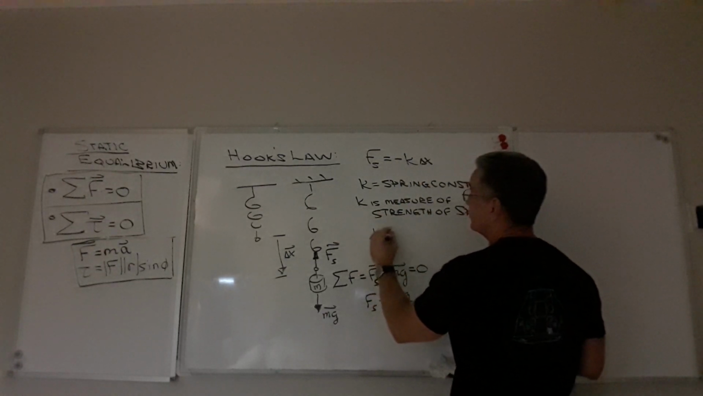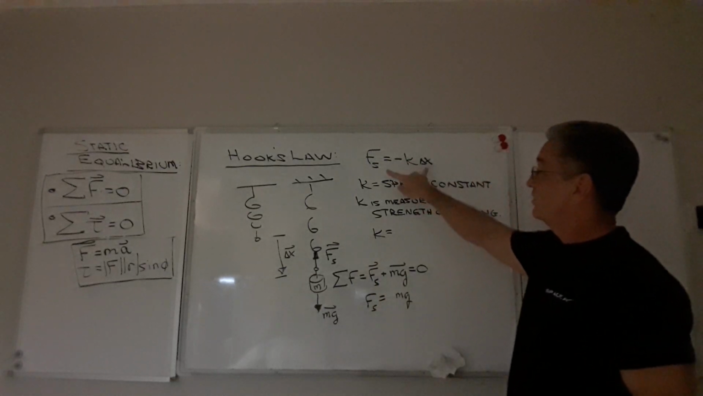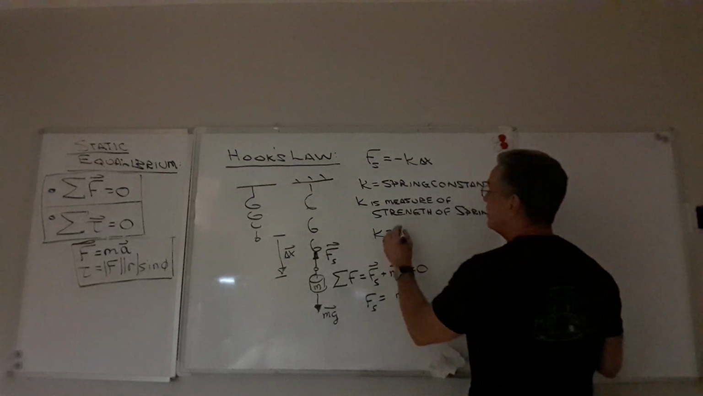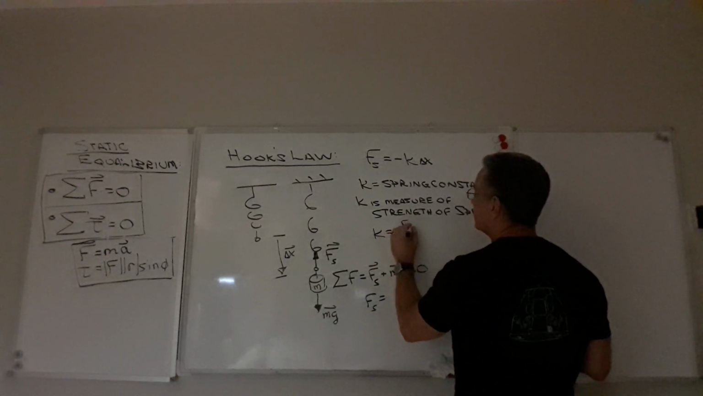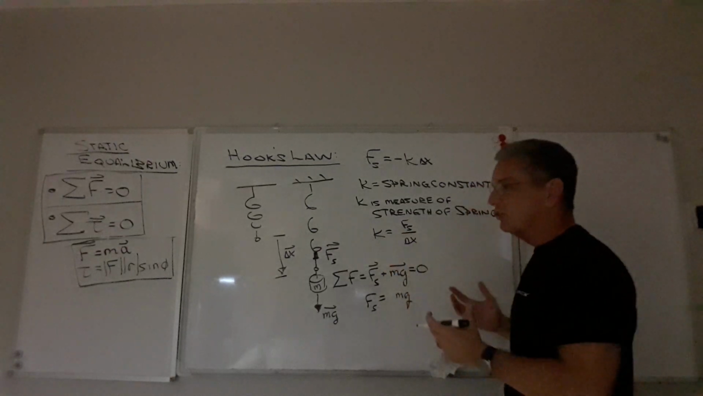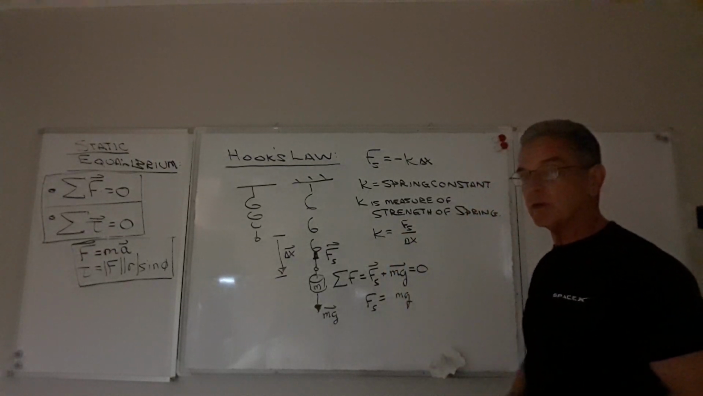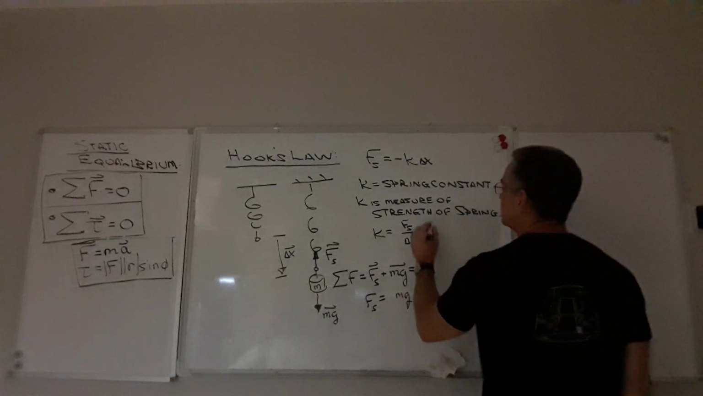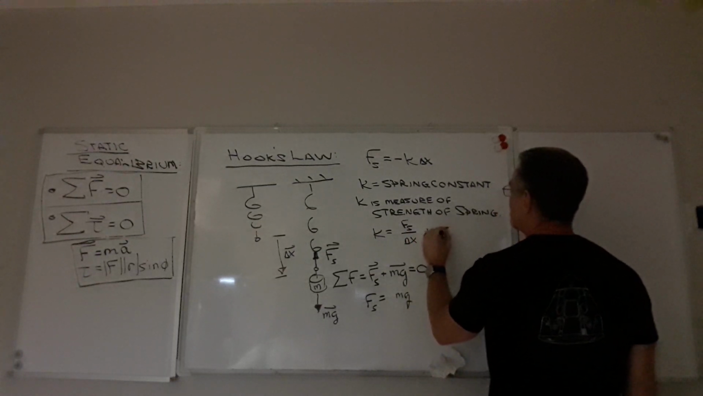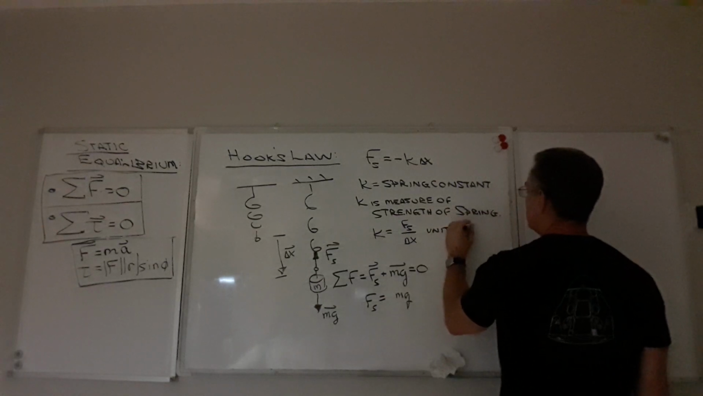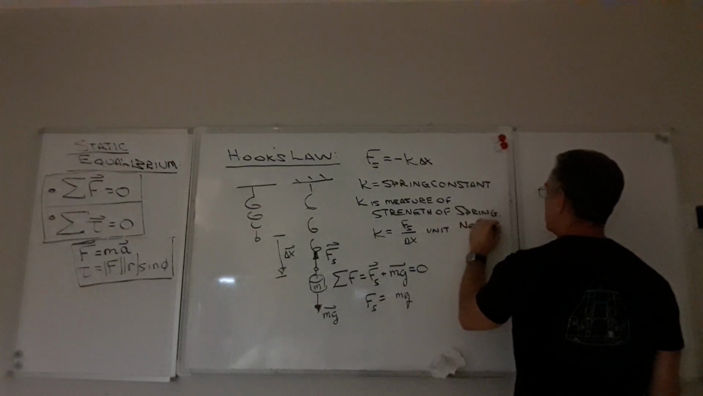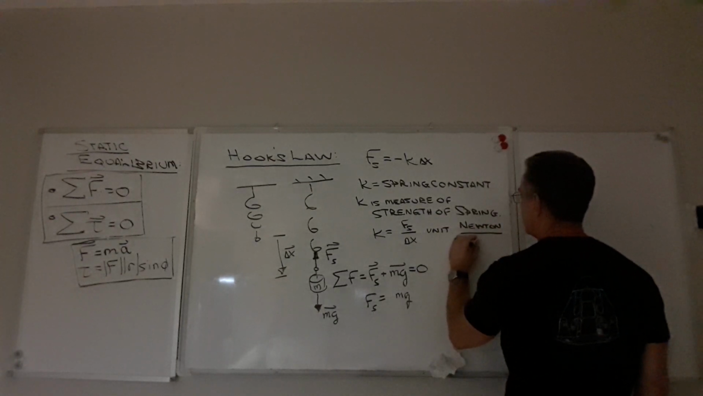Don't worry about the negative sign here. Remembering the negative sign just tells you that these two vectors point in opposing directions. So k is going to be the spring force over the amount of compression or stretch or deformation from the original length. Okay, so the units for spring constant are newtons per meter.